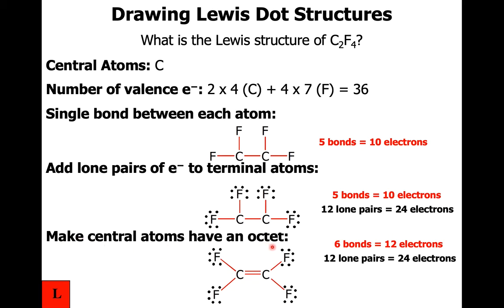Then to make the central atoms have an octet, the best way to do this is to form a second bond between the two carbons. You might think at first, if you only were to focus on the left carbon, you might want to put a lone pair there, and then this carbon would be happy, but this one would still only have 6 valence electrons. If you put a lone pair on the right one instead, the right one would be satisfied, but not the left one. And so however you want to get to it, you end up coming up with a double bond.